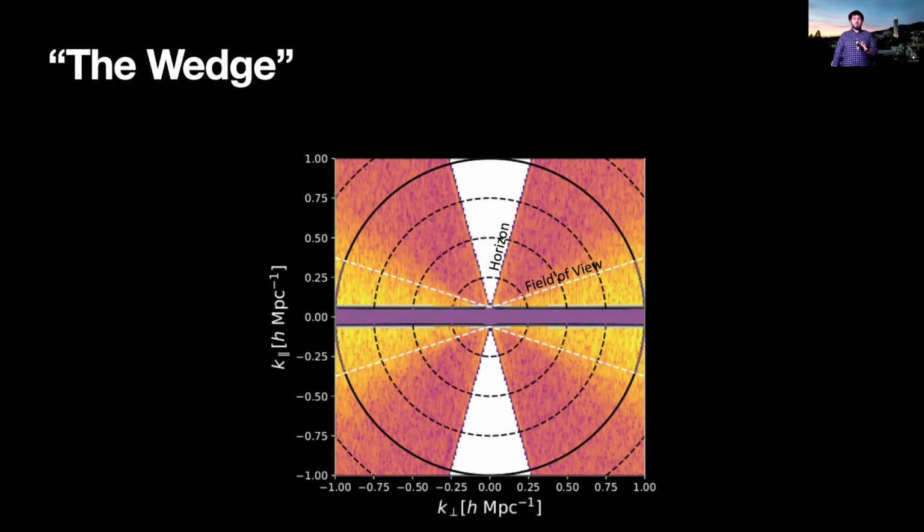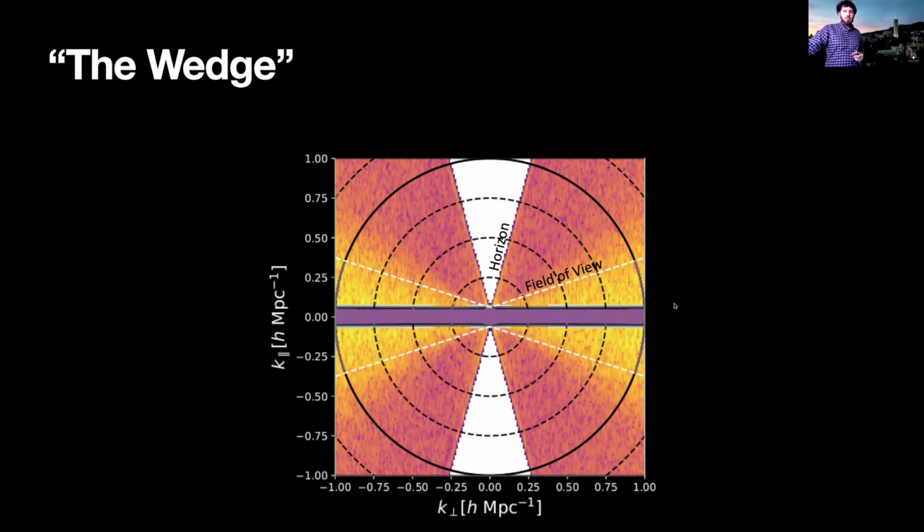So what I've drawn here is a Fourier representation of the data, if you like. On the x-axis here is k-perpendicular, the mode in the plane of the sky. And then the y-axis is k-parallel, which is along the line of sight. So you would hope that all of your foreground signal is confined to live in this purplish region near the origin.